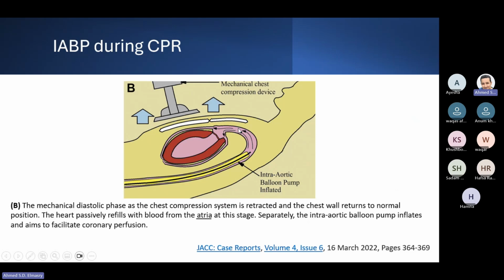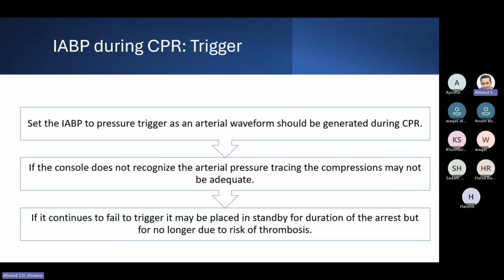This will lead to perfusion of the cerebral circulation and also perfusion of the coronaries. And this has been proven: the intra-aortic balloon during CPR will decrease the time to ROSC, and also improve the outcome of the cardiac arrest. So what should you do during CPR in order to make the intra-aortic balloon work properly?